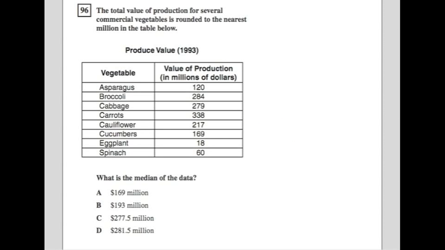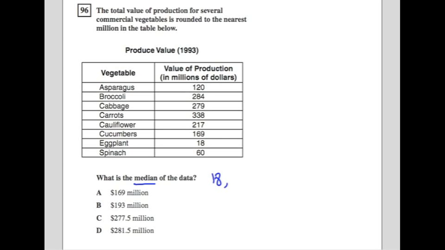96 says the total value of productions for several commercial vegetables is rounded to the nearest million in the table below. So we have different vegetables, asparagus, broccoli, stuff like that. What is the median of the data? We are median crazy today. Well, that's good. Median is easy to find, so it shouldn't be a problem. Once again, I'm going to go ahead and put my numbers in order. Anytime I do a mean, median, or mode type of problem, I always want to put them in order. It's just easier to work with.